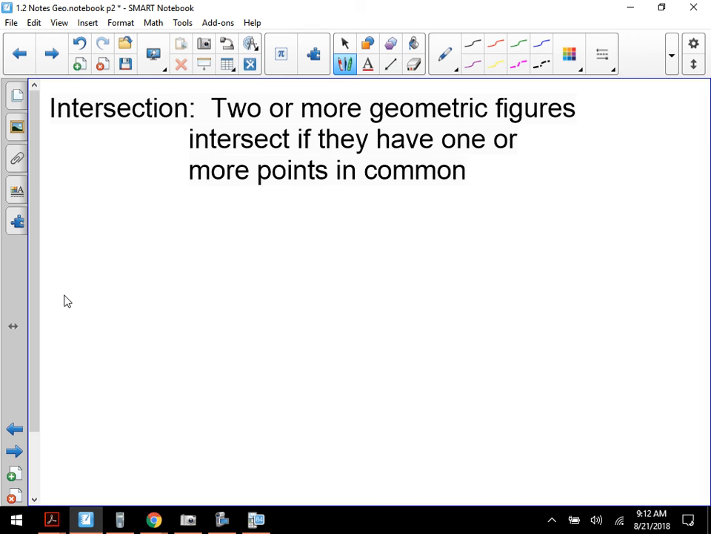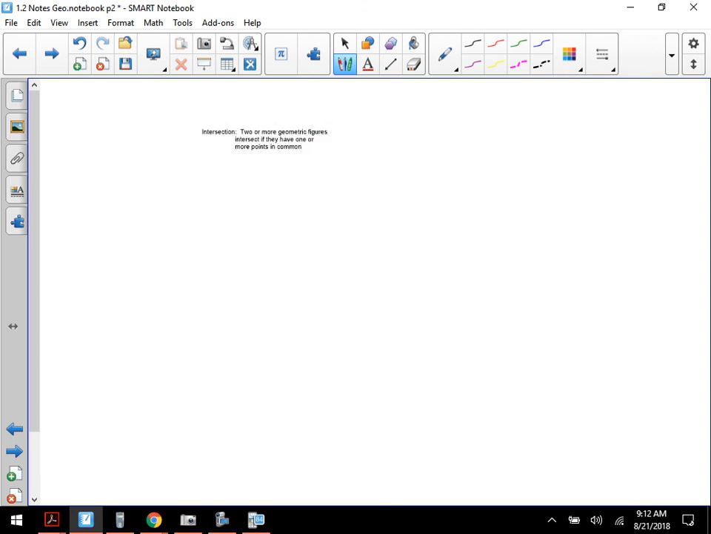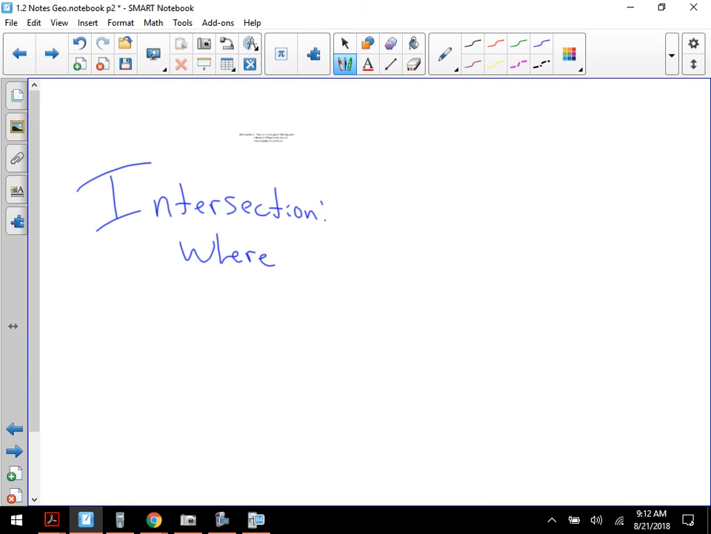Intersection. This is such a dumb definition. I hate it. What does an intersection mean? Do they have to be lines? All right. Intersection. Where things run into each other. Where things meet. Perfect. That works.